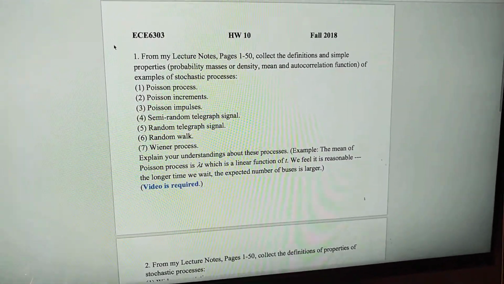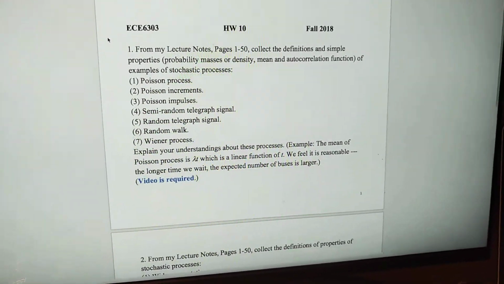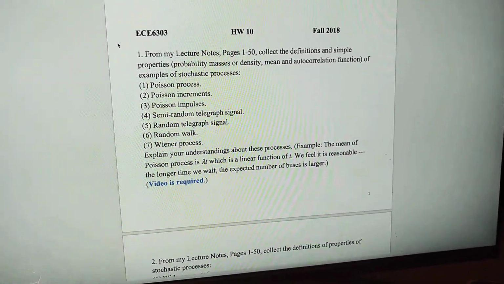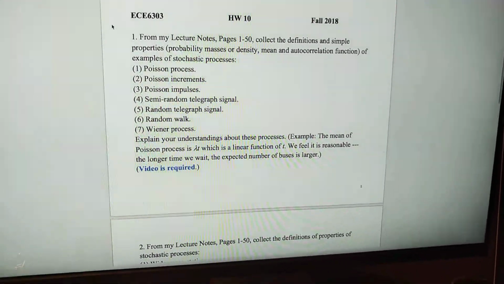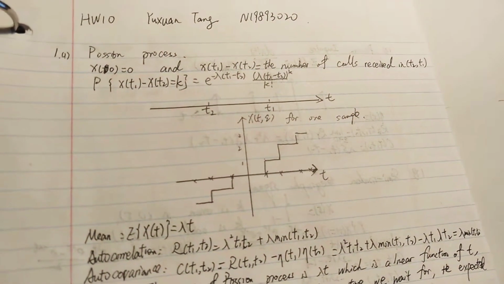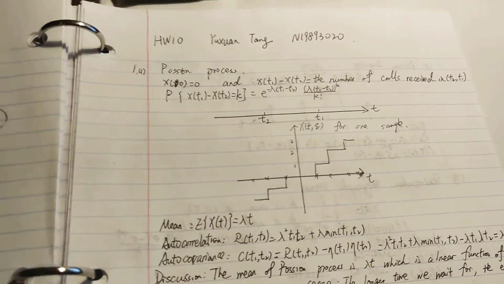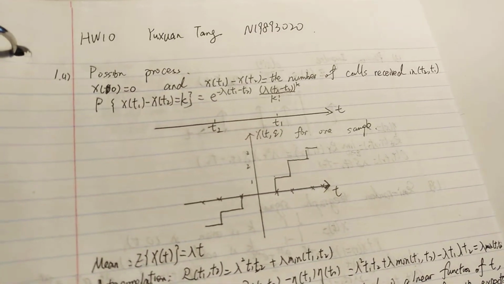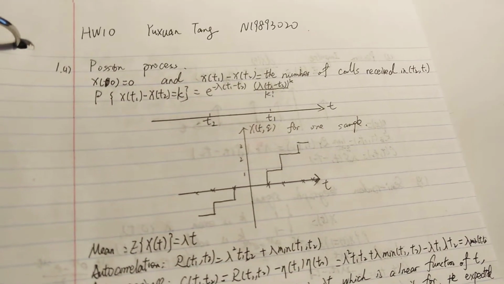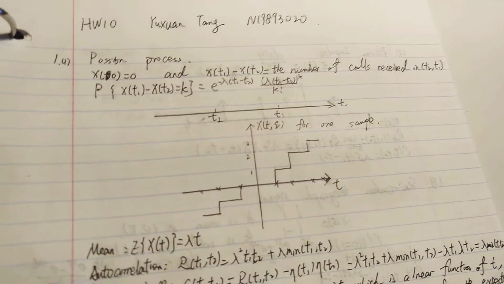Question 1. From my lecture note, pages 1 to 50 collect the definitions and simple properties of examples of stochastic processes. The first one is the Poisson process. Here, the Poisson process has the property X0 equals 0, and Xt1 minus Xt2 equals the number of calls received in the period of t1, t2.